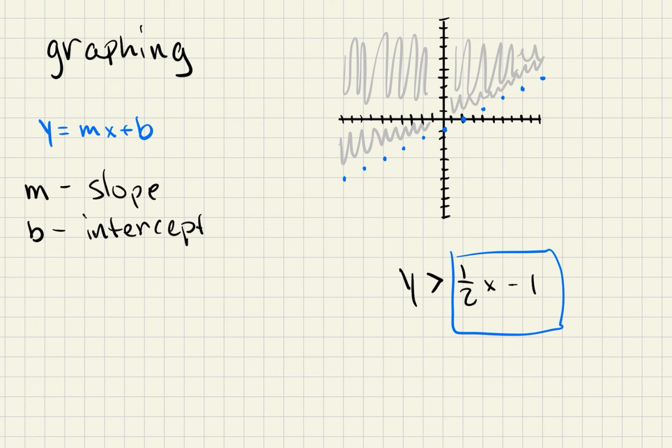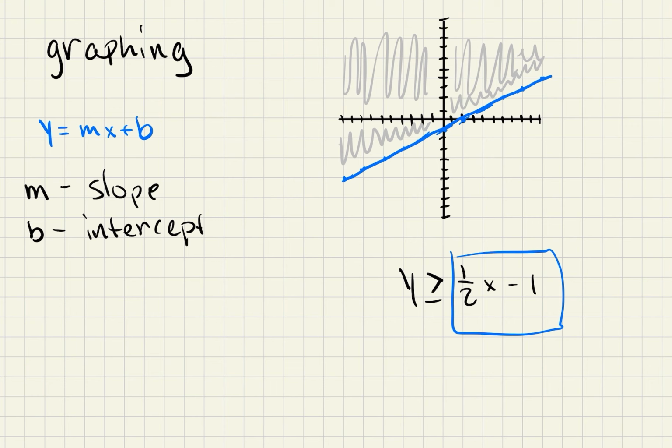And then we look at our inequality. Here we have y is greater than this equation. So that's why it's above it, because it's greater than that equation. And because it's not equal to, we need to end up making our lines here dashed. And that's how you graph an inequality. If we had y is greater than or equal to, then we would make this line here solid.